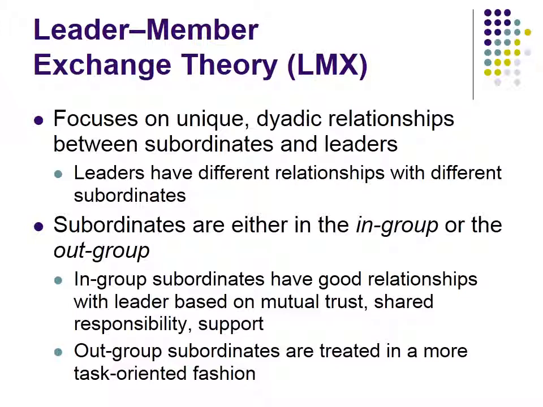The in-group subordinates generally have better relationships with the leader. There's usually more mutual trust, and there's usually more shared responsibility and support for those individuals. The out-group subordinates are treated in a more task-oriented fashion. So what this suggests is that almost all leaders change the types of leadership styles they use based on the subordinates they're dealing with. Most leaders do have the ability to be both focused on task and social, but they tend to only use both of those traits with their in-groups, and they tend to focus on just task orientation with their out-groups.